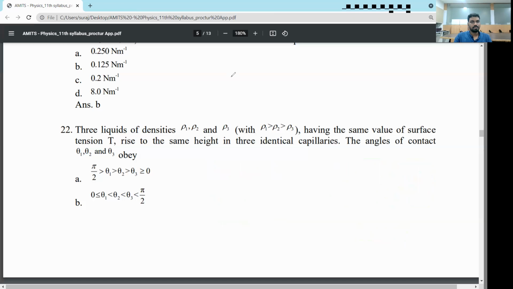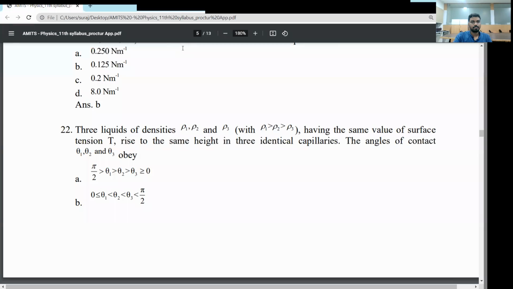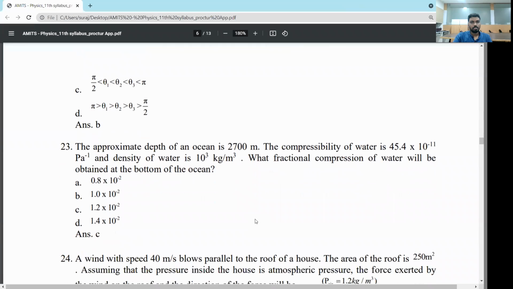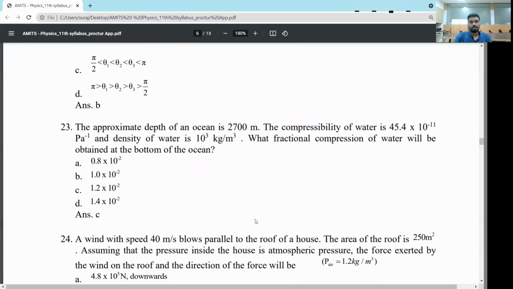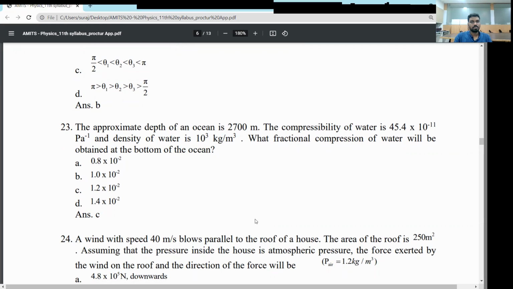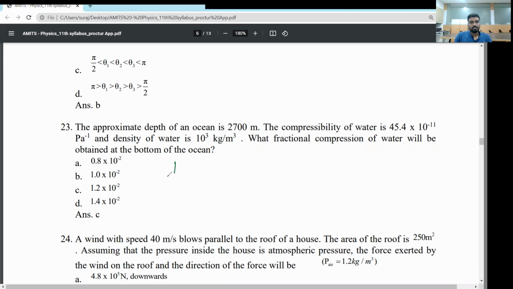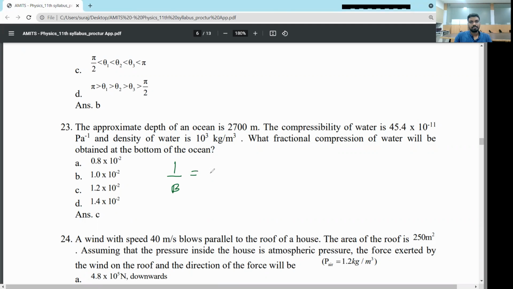Next, coming to the 23rd. The approximate depth of the ocean is 2,700 meters. The compressibility of water is given. Density of water is given. Fractional compression of water will be obtained at the bottom of the ocean. Fractional compression, delta V by V. What is compressibility? Compressibility is 1 by bulk modulus. It is given as 45.4 into 10 power minus 11. Compressibility of water is given, 1 by bulk modulus.